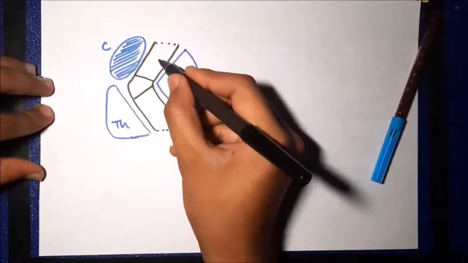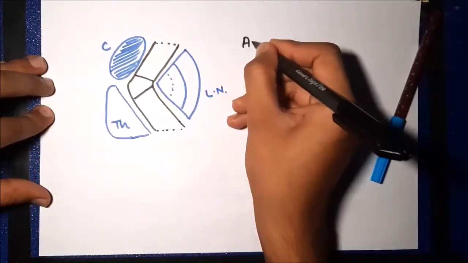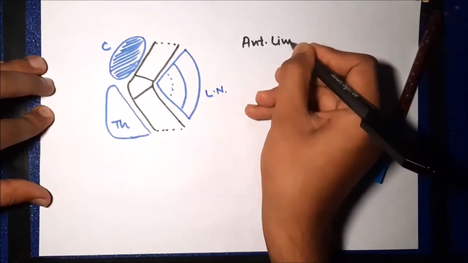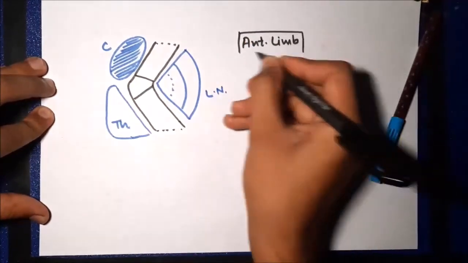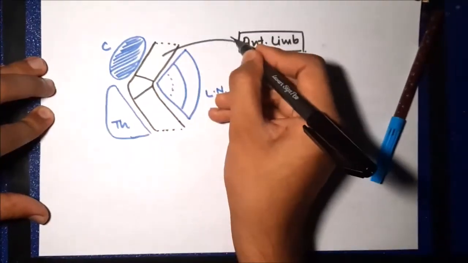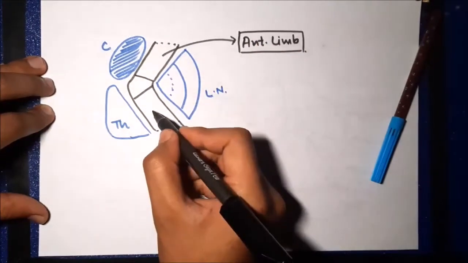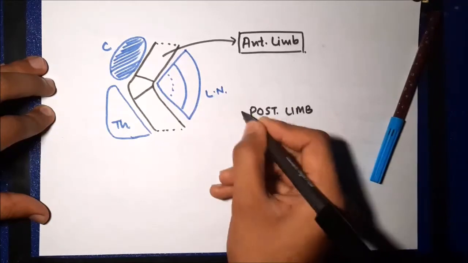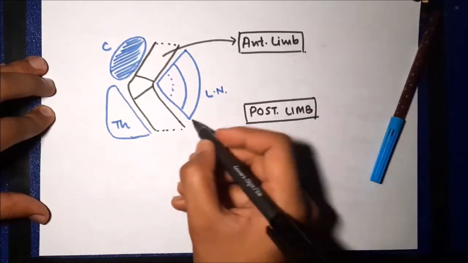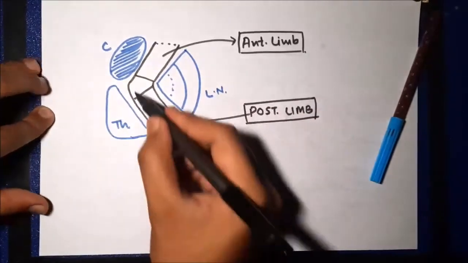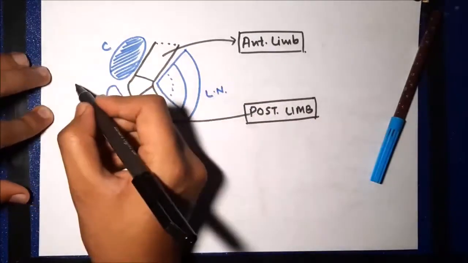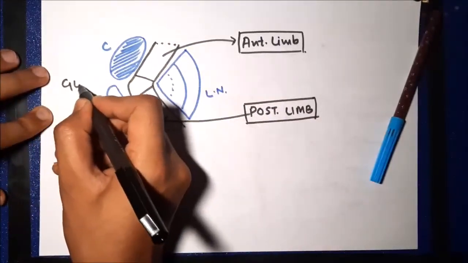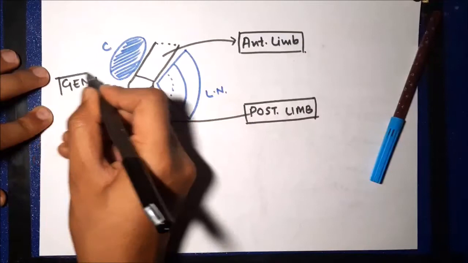Now the anterior most part of the internal capsule is called the anterior limb. So this part of the internal capsule is the anterior limb, and similarly we have the posterior limb of the internal capsule, which is present posteriorly between thalamus and lentiform nucleus. The part which is present in between these two parts is in the form of a bend. It is called genu.